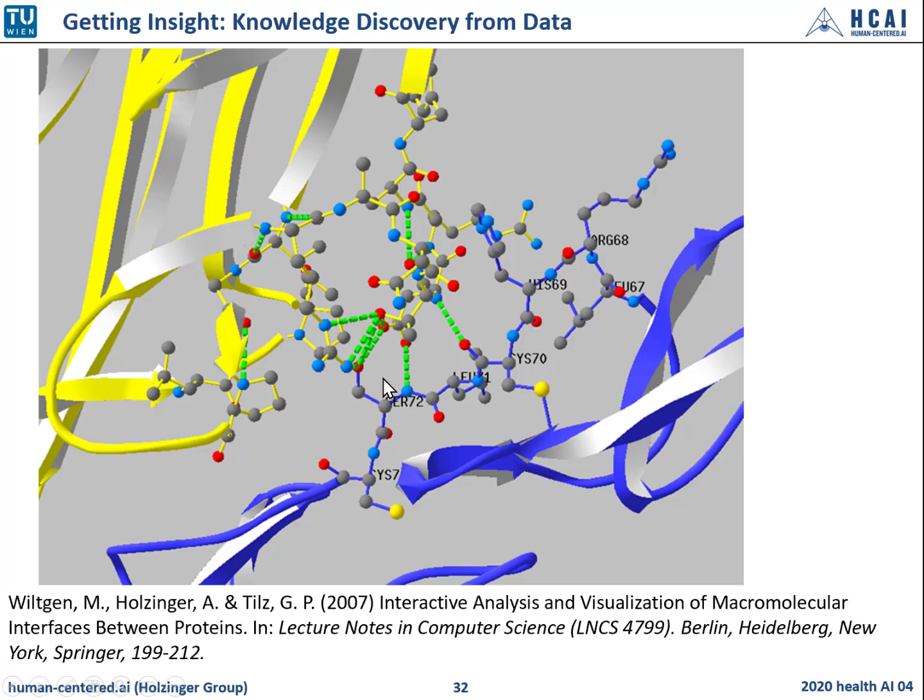Next image, we're getting insight, so knowledge discovery from data. It is essential to make such structures somehow visible to the domain experts so they can understand and gain knowledge. For instance, it may lead to the discovery of new, previously unknown structures in order to modify drugs, for example. So this image is a typical macromolecular interface between proteins, and the transformation of such information into knowledge is vital for prevention and treatment of diseases, and consequently this is a good example for contribution towards personalized medicine.